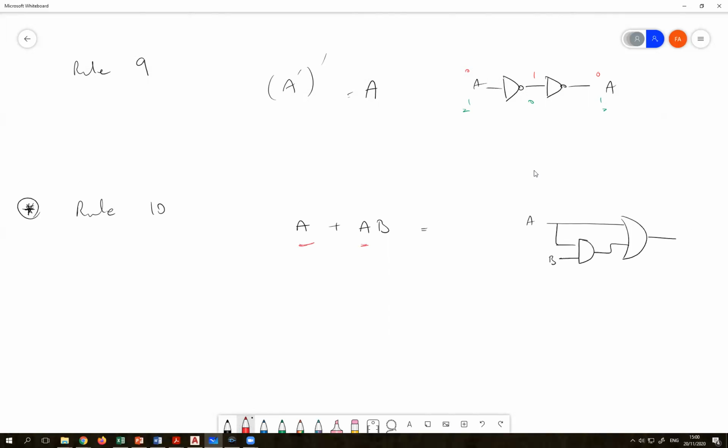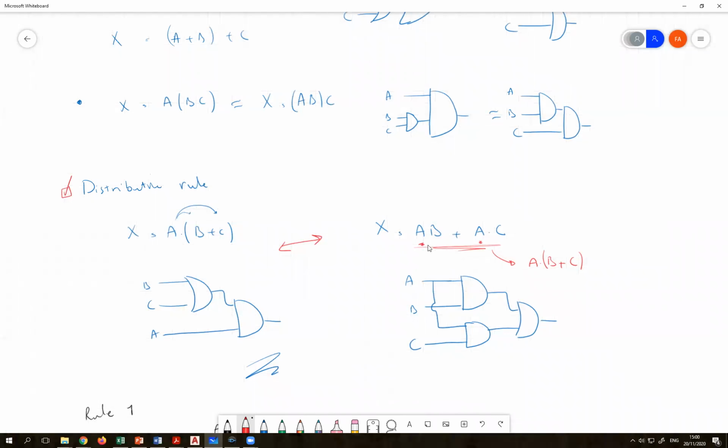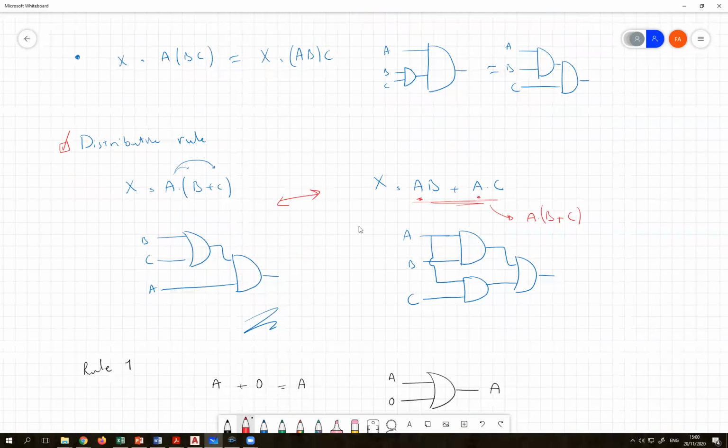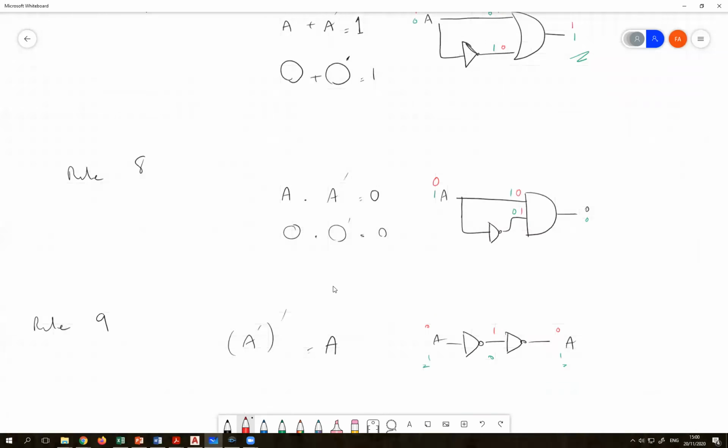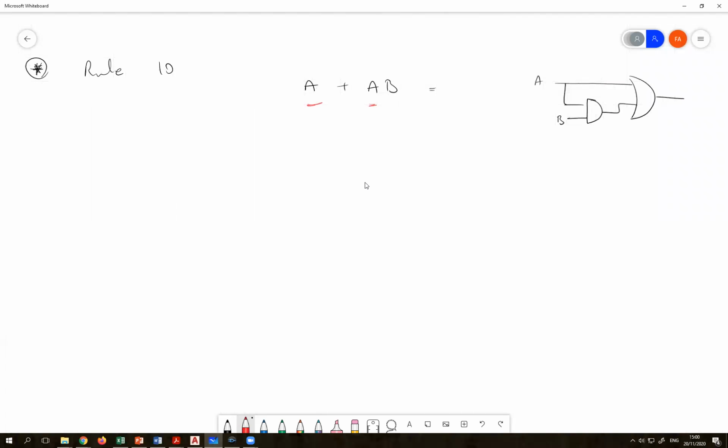Look guys, I told you in the distributive rule that when you have a common factor, you can use the distributive rule, and I said that it's very important. A and B or A and C, because I've got the common input of A, I can use the distributive rule and make it more efficient. Because here I have 3 gates, and I've got 2 gates here. So I can take a common factor of A here in the distributive rule. So I use this distributive rule.